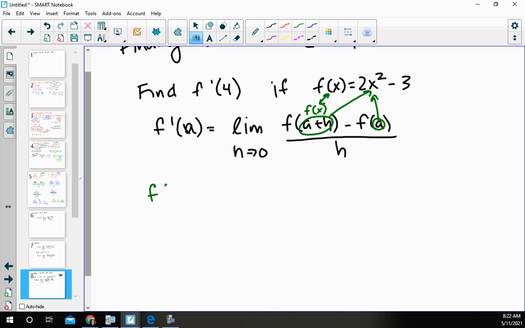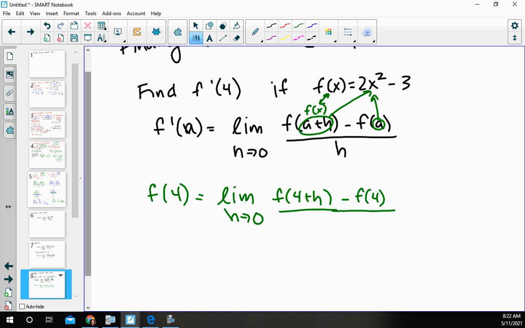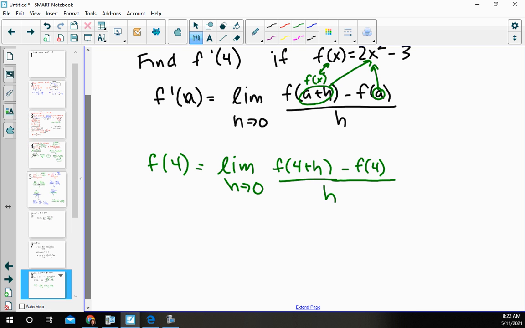So let's go ahead and fill in our 4 for all those a's so I can actually see what I'm doing here and what formula I'm going to be plugging in. So I'm going to plug in 4 plus h for those x's. This stands for f of x. This stands for f of a, in our general points. So I'm going to be plugging them in for those x values.